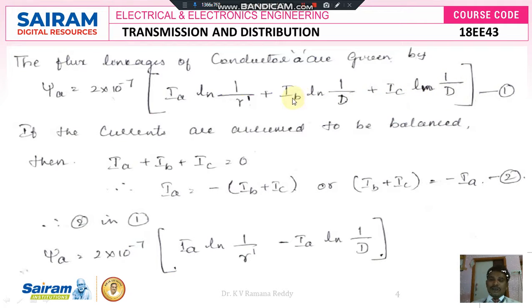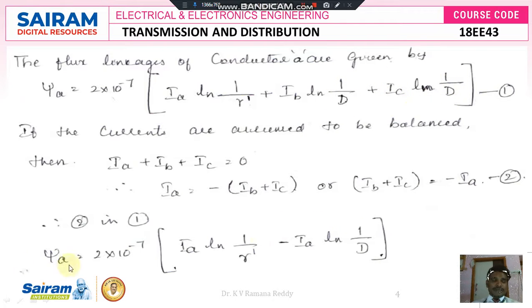If you see here, IB into Ln of 1 by D plus IC into Ln of 1 by D, if I take that Ln of 1 by D as common, I may get IB plus IC. So this IB plus IC I can rename as minus IA. Therefore, if I substitute this IB plus IC, then I can write minus IA after simplifying these two terms, IB into Ln of 1 by D plus IC into Ln of 1 by D.